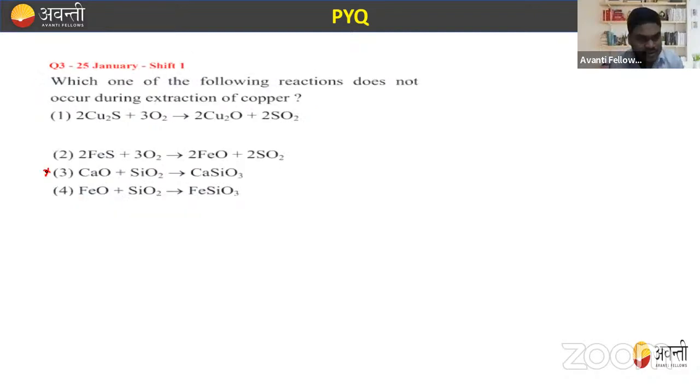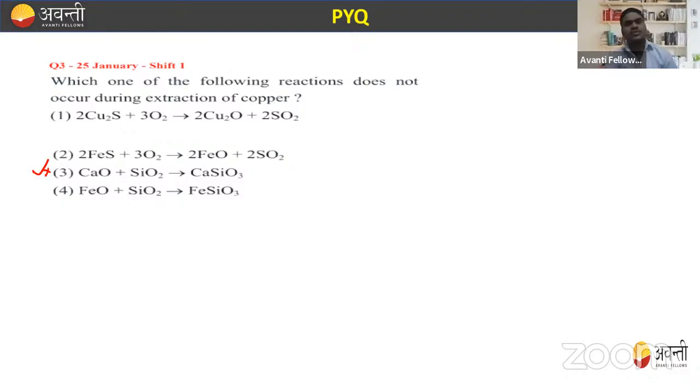Just remember this option, beta. There is no formation of calcium silicate in the extraction of copper, right? All the other three reactions take place during the extraction of copper, but calcium silicate has no role, and this reaction is not possible in the extraction of copper.